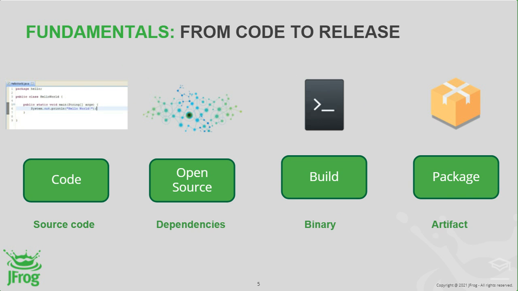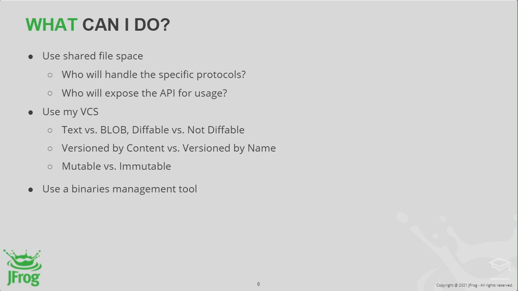So what are the fundamentals when we are writing code? We start by writing our source code, in which we use open source dependencies. Those could be NPM packages or Docker images and so on. We build our code and produce binaries. And from these binaries, we are producing packages. Those could be several binaries, a single binary, and so on. Now, these packages have to be managed and stored somewhere. And let's discuss what we can do when it comes to binaries.